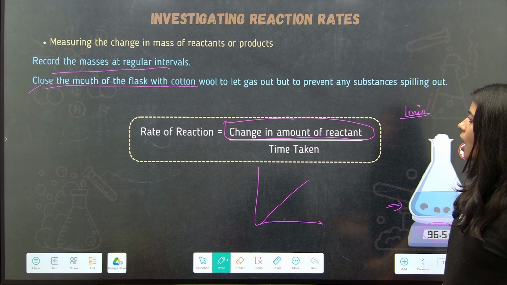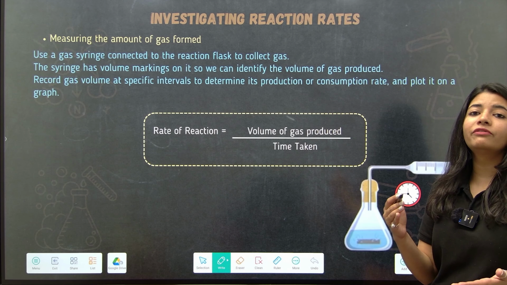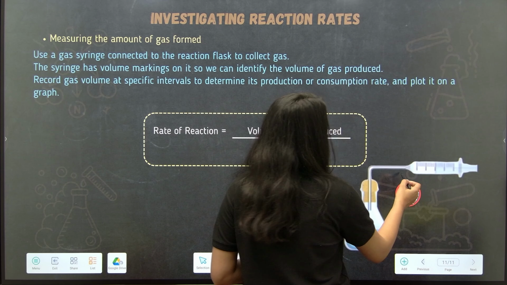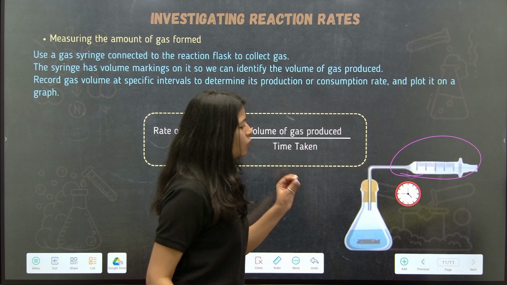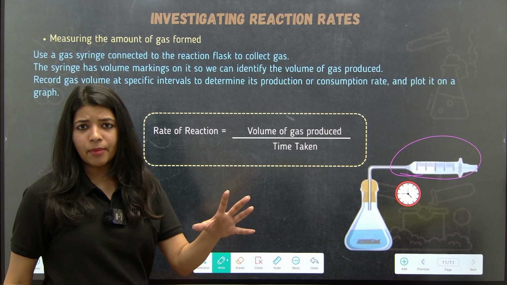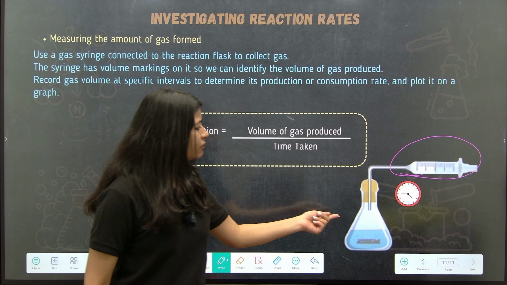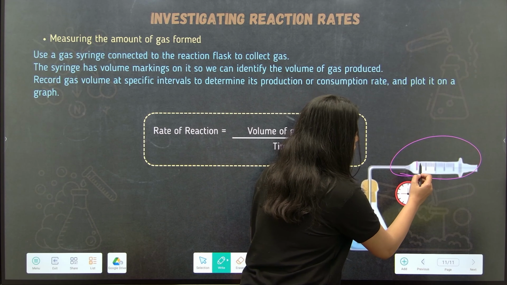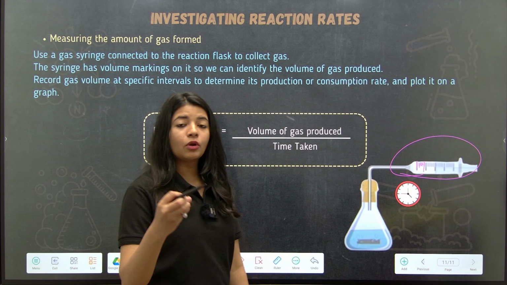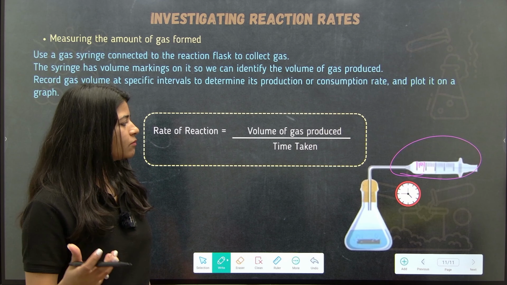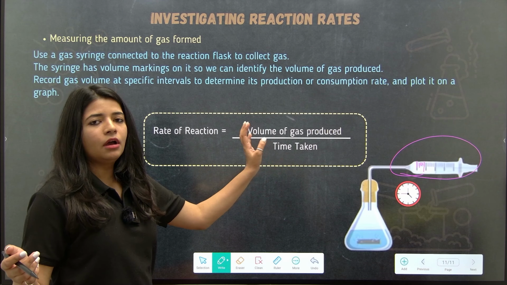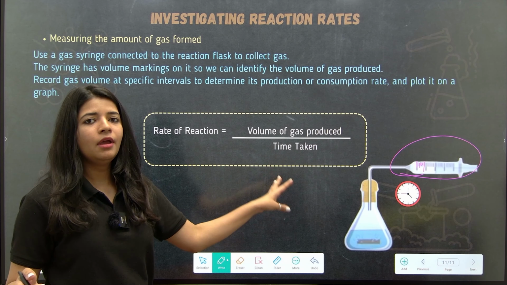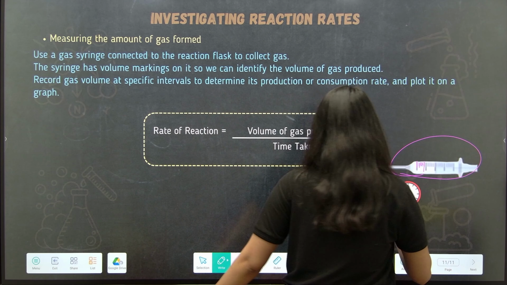Now let's check how we are going to measure the amount of gas. This is going to be your setup. Here we are going to use a gas syringe. Any amount of gas which is being evolved will come into this gas syringe. Here you can see the scale is also present, so we can calculate the volume of the gas which is being produced. Again, the same thing, we have to monitor the time and the volume of gas which is being collected over here.